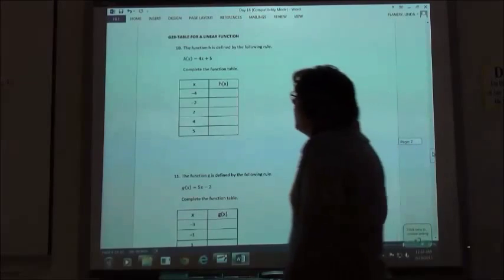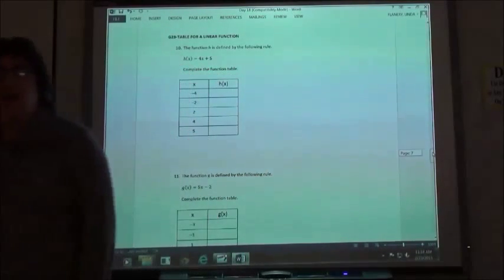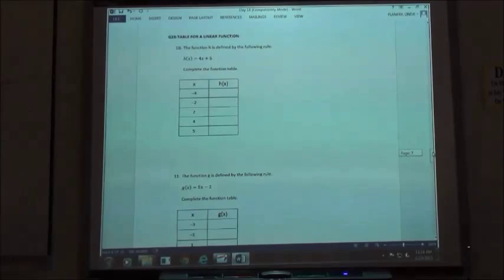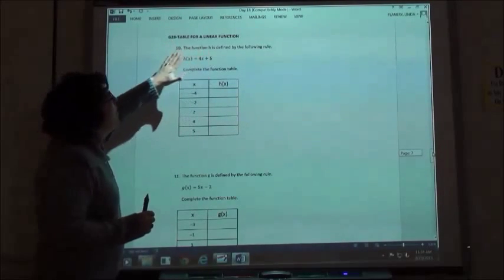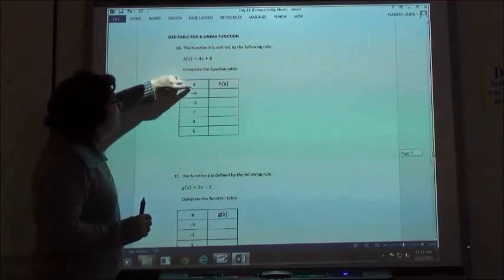Number 10, 11, and 12, tables for linear functions. I don't know why they don't do this earlier on, but basically all they're doing is having you evaluate this expression for these x values.